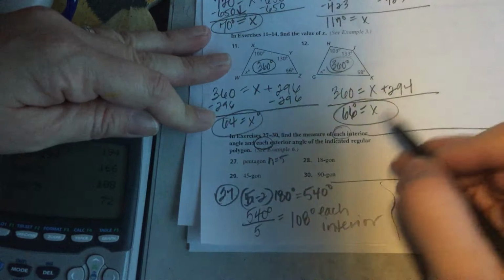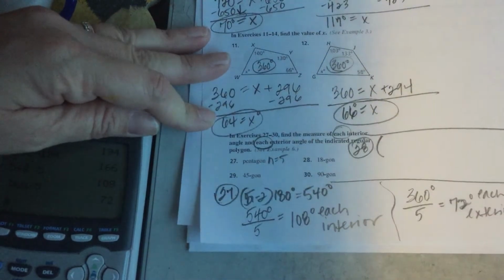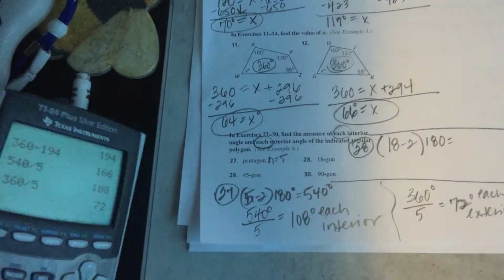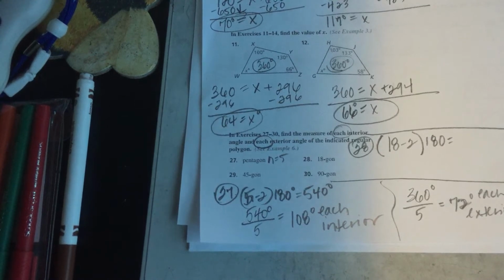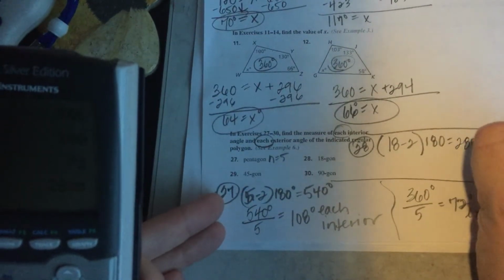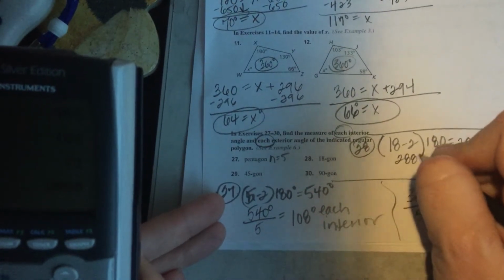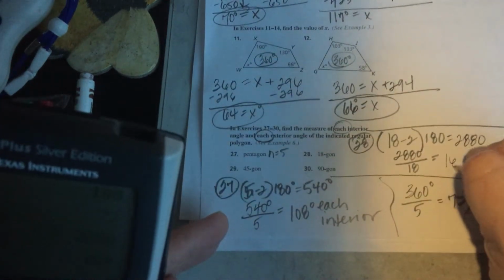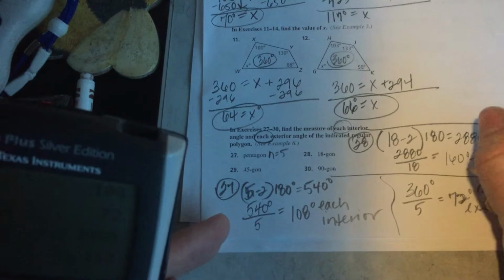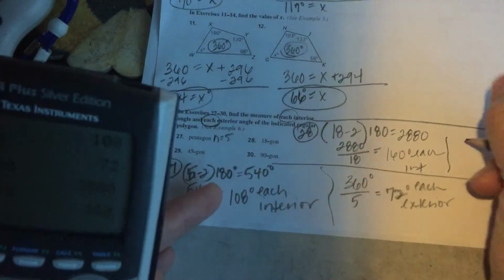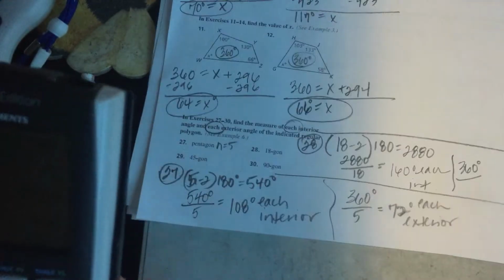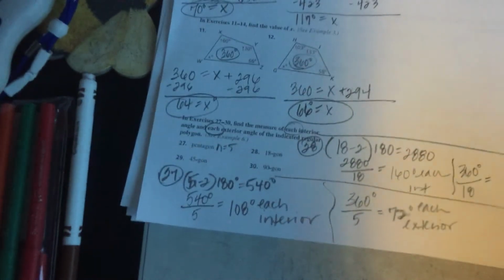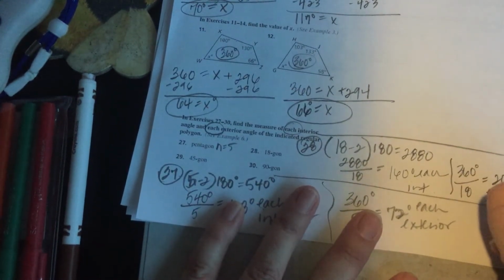So I'm going to hold off just a second and make some room for my other ones here. That was 27. 28 is, n is 18. 18 minus 2 times 180. That's the sum of all the angles in an 18-gon. 16 times 180, that's going to be 2880. And then to get down to each angle, 2880 divided by 18. So that's going to be 160 each. That's each interior. And then each exterior, we always are dividing 360 by the number of sides. 360 divided by 18 is going to be 20 degrees for each exterior.